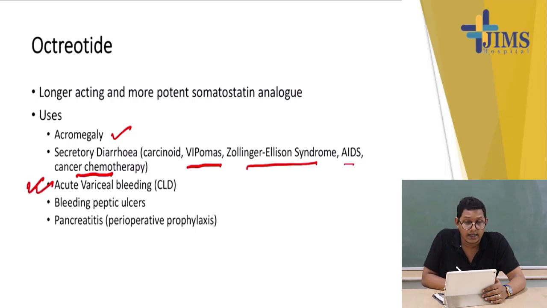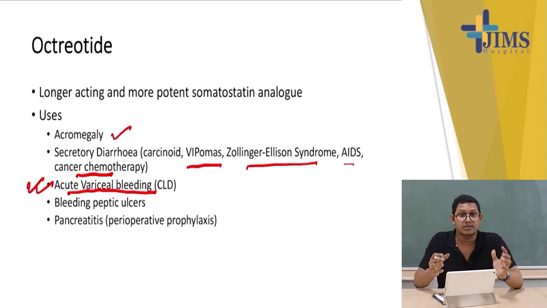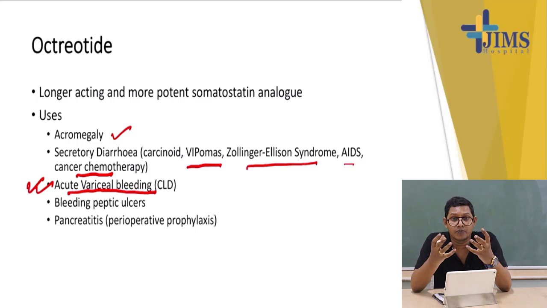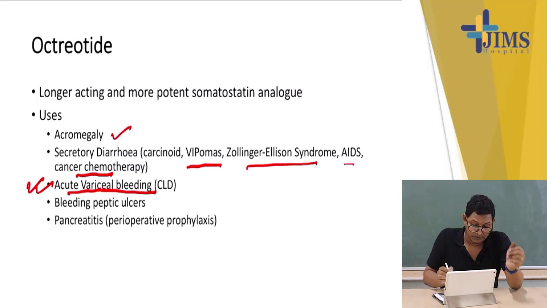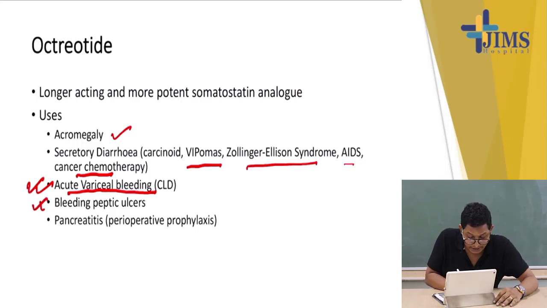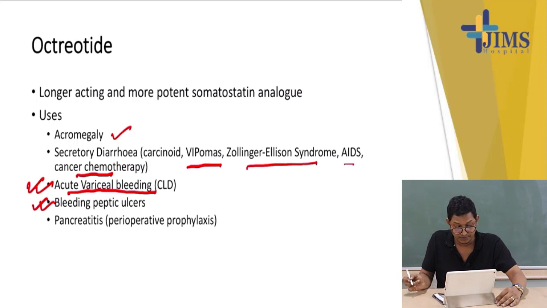They are used in acute variceal bleeding seen in cases of chronic liver disease patients, that is the esophageal varices rupture due to portal hypertension and there is bleeding and the patient comes with hematemesis, a very serious condition. So, octreotide is used in acute variceal bleeding. They are also used in bleeding peptic ulcers and in cases of pancreatitis as a perioperative prophylaxis.